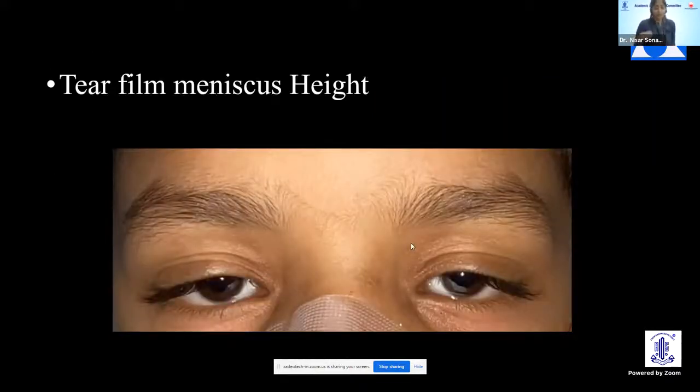So when the patient comes to us, the first thing that is glaring is the tear film meniscus height. That is the first thing that will give us actually an idea about what's happening, whether the patient has any watering, is any blockage, or what is the thing. So tear film meniscus height is one of the most important evaluations that you can do without even touching the patient.